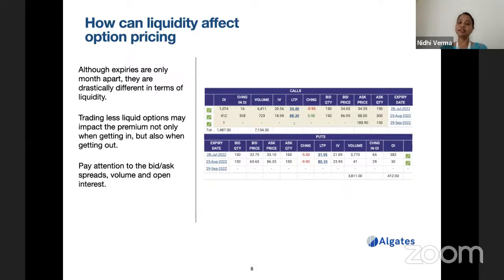So how will you determine this? You have to see basically the volume and the open interest, and you have to see the difference between the bid and the ask price. And of course the contracts which are near expiry will be more liquid compared to contracts which are farther in expiry. And there can be other factors also which can affect the liquidity of options.